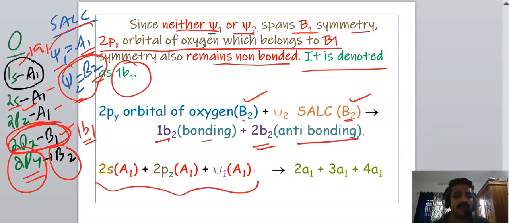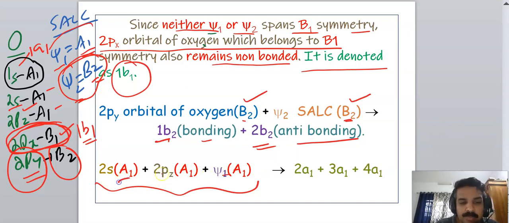In valence bond theory, you cannot think about this type of overlapping. But in molecular orbital theory, three orbitals combine. And we don't know actually what is the contribution of the interaction of each of these orbitals, which we want to determine by computational calculation. We have to find out the coefficients. But in a qualitative way, we can say these three combine and form three molecular orbitals, and all of these belong to A1 symmetry.